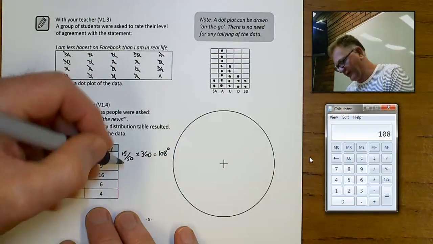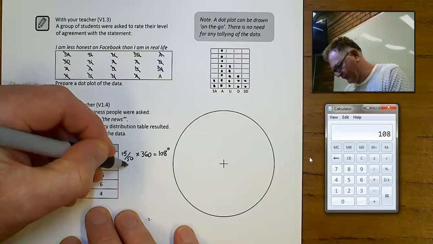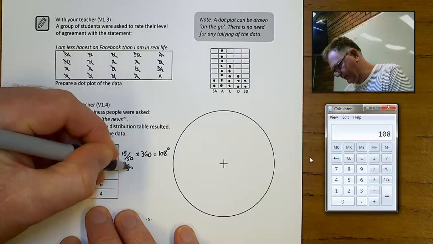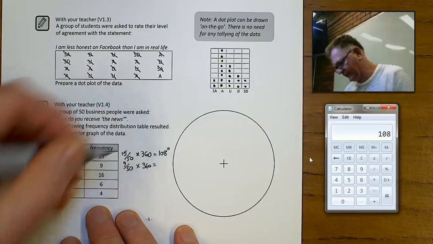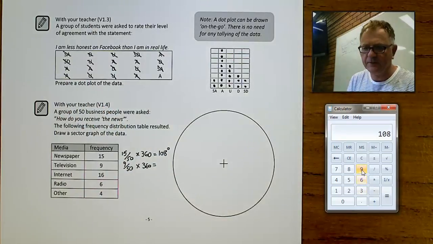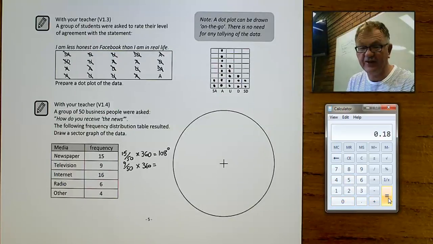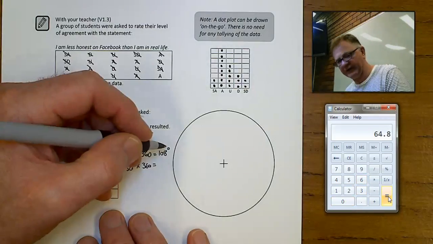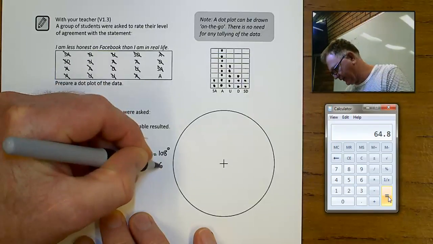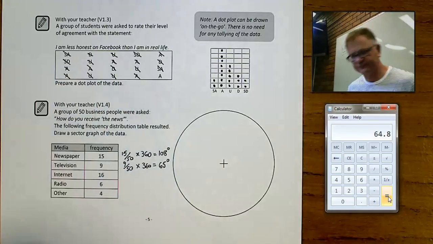Do the same for the others. 9 people got news from the television. That's 9 out of 50, 9/50ths of 360 degrees in a circle. 9 divided by 50. At this stage you could write that as a decimal if you wish, 0.18, and we're going to times it by 360. 64.8 degrees. Now I'm going to just round them to the nearest degree, so I'm going to make that 65 degrees.